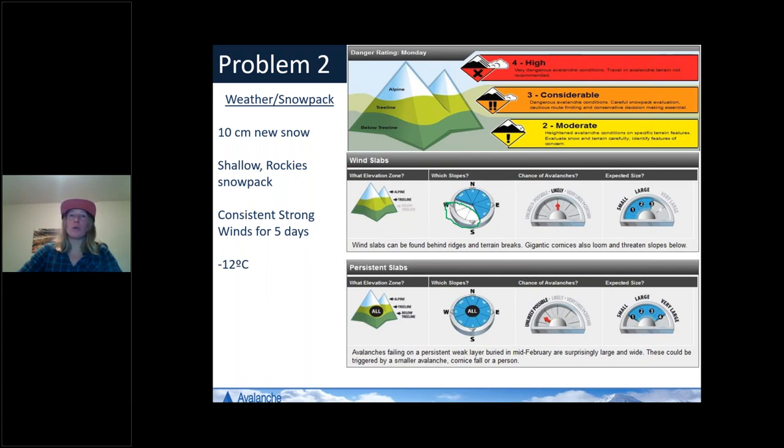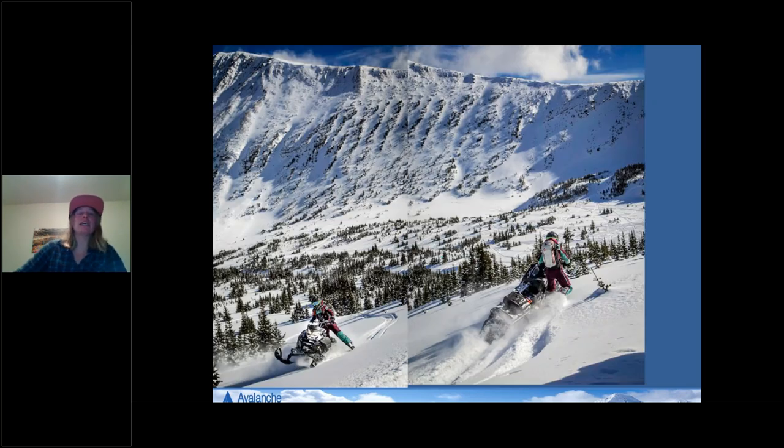So that would be our safe zone, except when I look down at our persistent slab problem, it's on all aspects, all elevations. So it kind of negates our wind slab problem. We know it's especially dangerous at Alpine and tree line on those north through east aspects, but while it might be a bit safer below tree line, there's still quite a bit of hazard, especially since there could be avalanches. Well, unlikely, they're still possible up to size 4, right? So let's see how we would apply that to this area here.